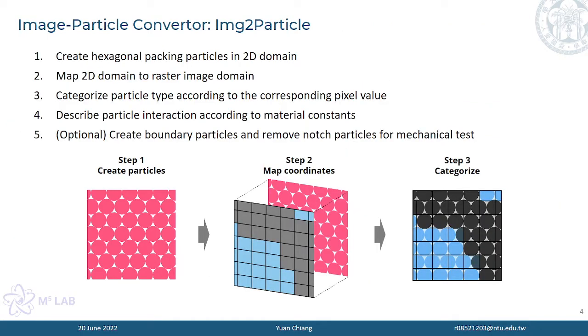The idea of image-to-particle is simple. We first arrange particles in a 2D triangular lattice. In the next step, we map the particle coordinates to the raster image domain. In the final step, we categorize particle types according to the pixels in the image and assign them the corresponding material properties.